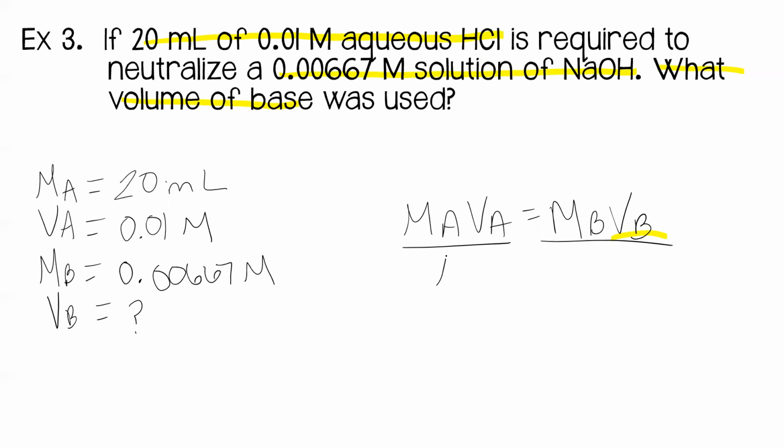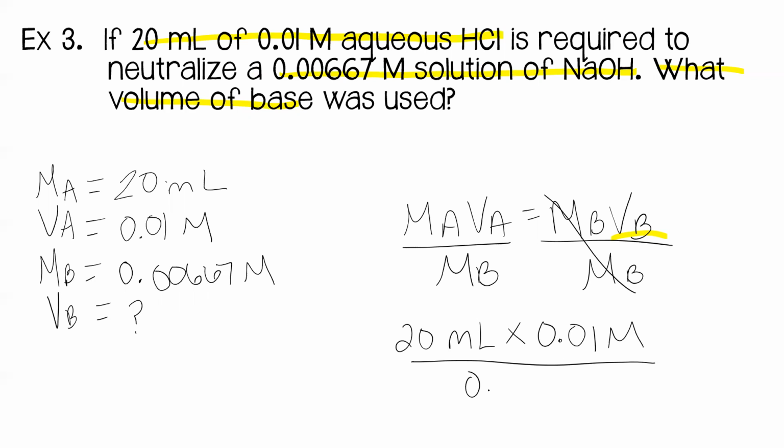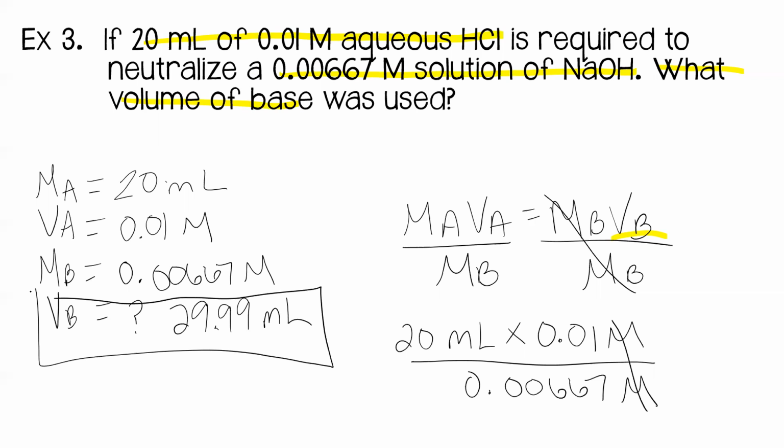So dividing both sides by MB gives me volume of base. So molarity of my acid times volume of my acid. I put this backwards, I'm sorry. I put VA first. The volume of my acid times molarity of my acid divided by molarity of my base. Don't forget units. Okay, so I'm solving for VB, and I found that VB is equal to 29.99 milliliters. Or if you round up to 30, that's fine.